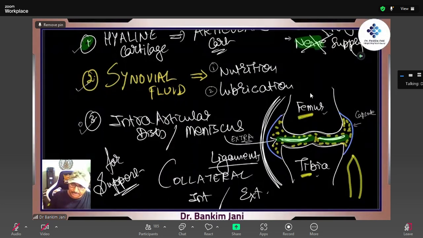So that's why there'll be a tibial collateral ligament. There'll be a fibular collateral ligament. The fibular collateral ligament is just for the normal support. The tibial collateral ligament is thick, stout, and it goes all the way inside and it gives solid support.